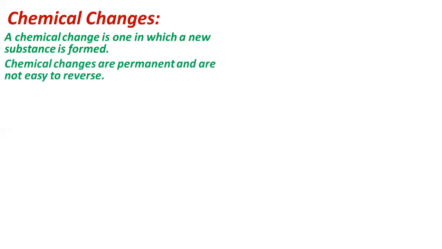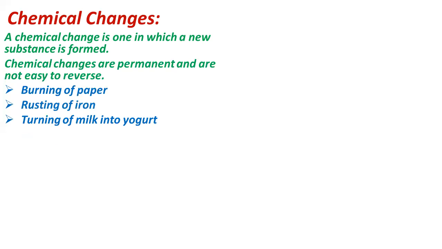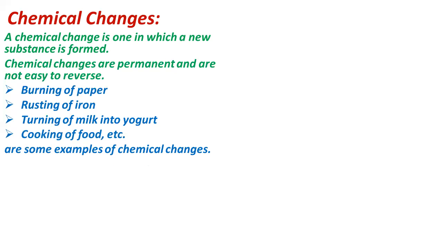These are permanent changes and are not easy to reverse. The physical changes I told you are temporary changes and can easily be reversed. But chemical changes are permanent and not easy to reverse. We cannot convert them back into the original reactant. For example, burning of paper, rusting of iron, turning of milk into yogurt, and cooking of food are some examples of chemical changes, and these changes cannot be reversed.